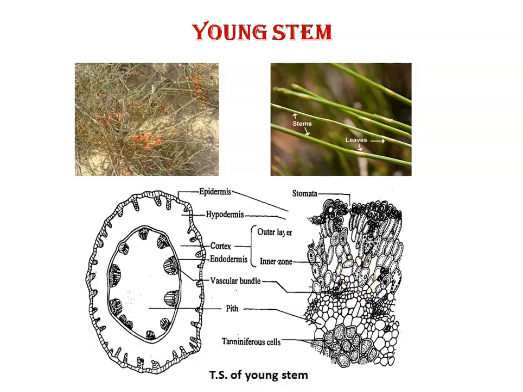Cortex is then delimited by a single layered endodermis. You can see here, this is endodermis. Then vascular bundles. Vascular bundles are open and collateral. This is the pith, and the center of the pith consists of thick-walled sclerenchymatous cells. Xylem consists of tracheids, vessels, and xylem parenchyma. And phloem consists of sieve cells, phloem parenchyma, and albuminous cells.